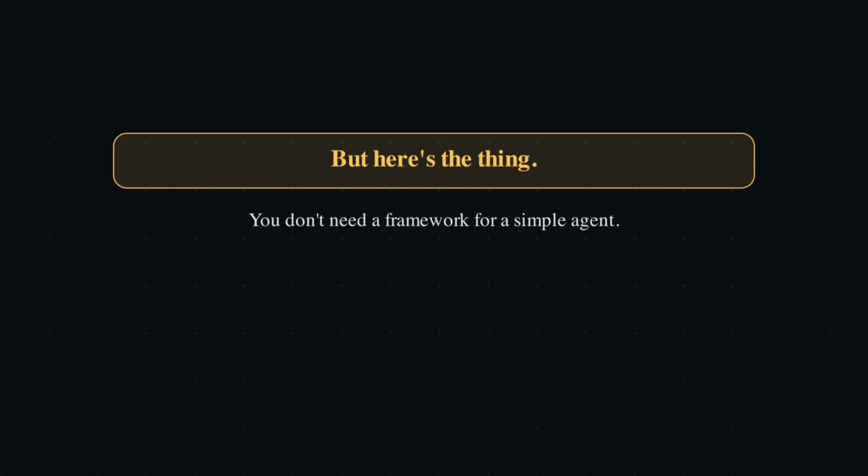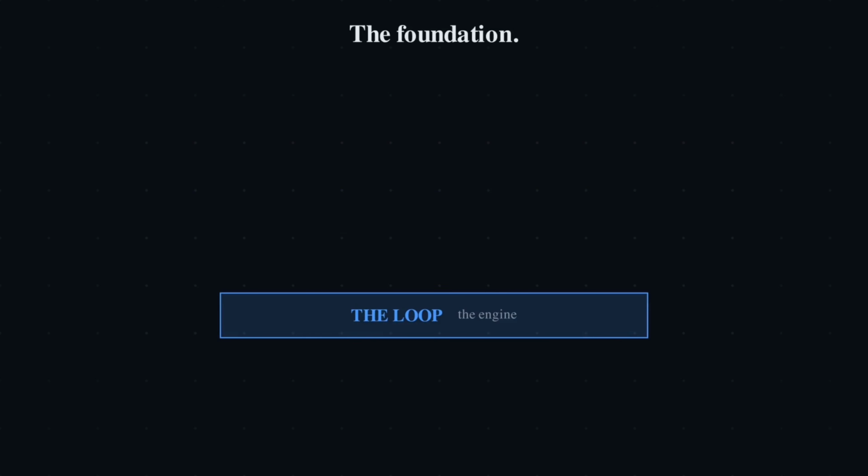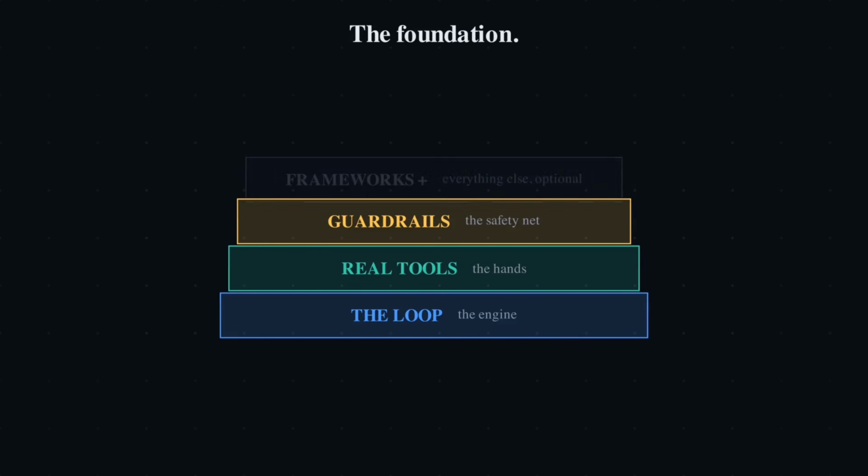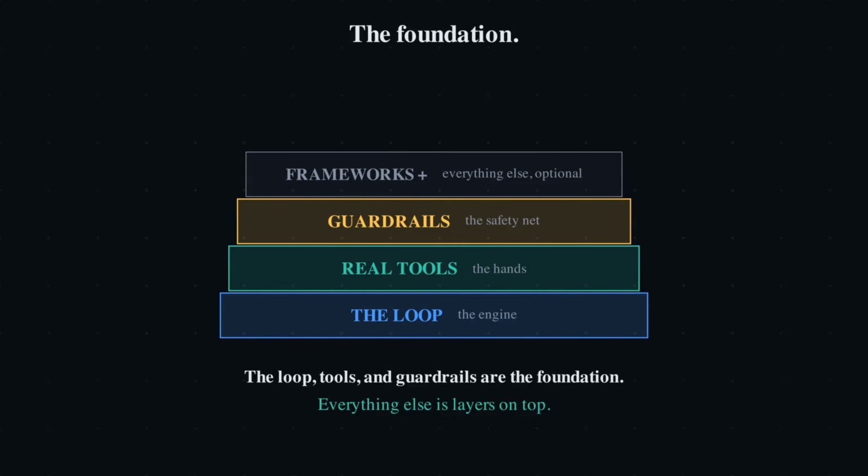But here's the thing, you don't need them for a simple agent. And if you use them before you understand what they are wrapping, you will treat them like a black box and get surprised. The pattern I've shown you, loop, tools, guardrails, is the foundation. Everything else is layers on top.